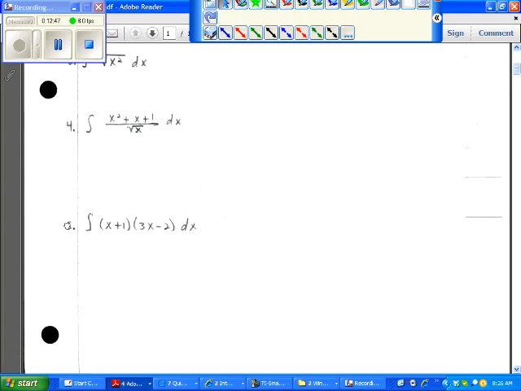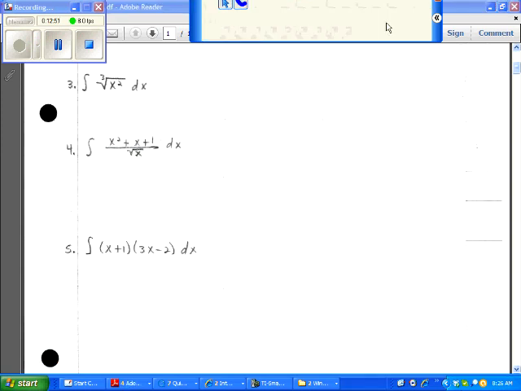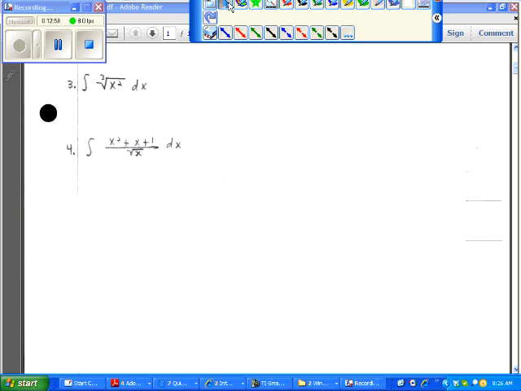All right. Number 4. We do not want to integrate a quotient. So to make it to where we do not have to integrate the quotient, what can we do?